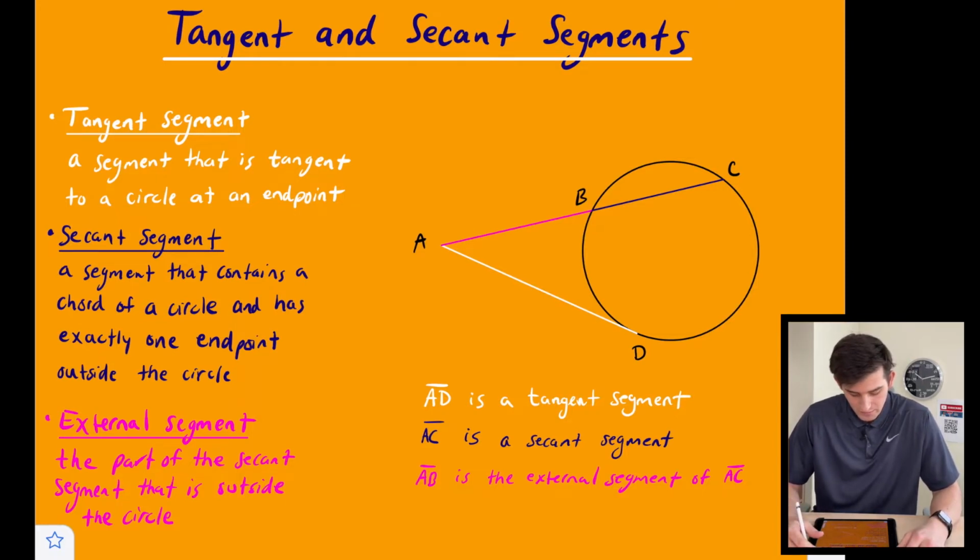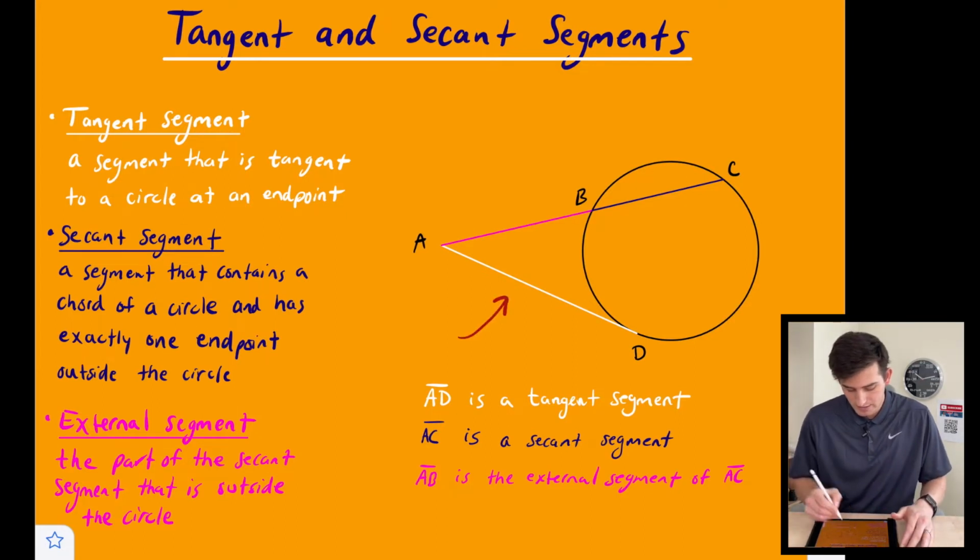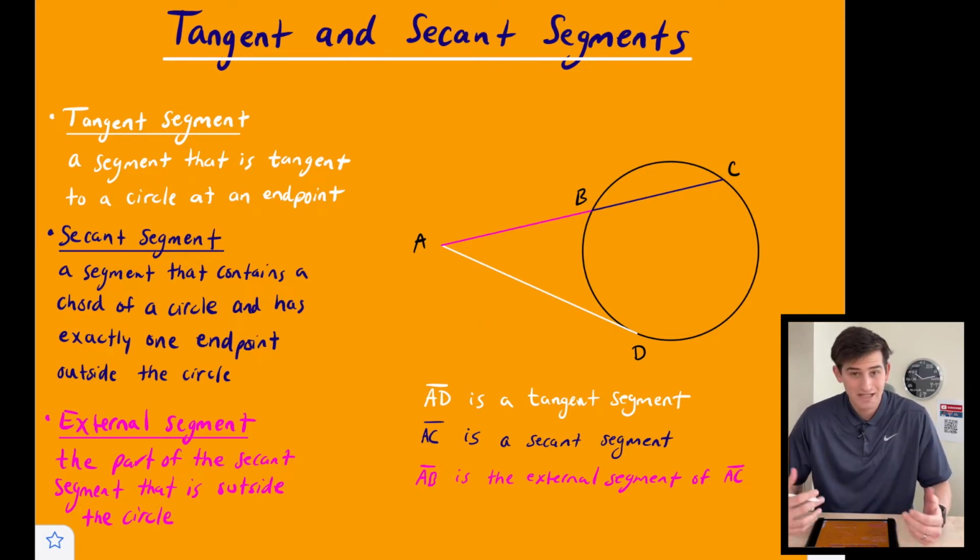So we start off here and we have a tangent segment, which is just a segment that is tangent to a circle at an endpoint. So here our tangent segment is written in white, and that would be segment AD. So remember, a tangent segment just is a segment that intersects, or a tangent line would be a line that intersects a circle in one point, and that's what we see here.